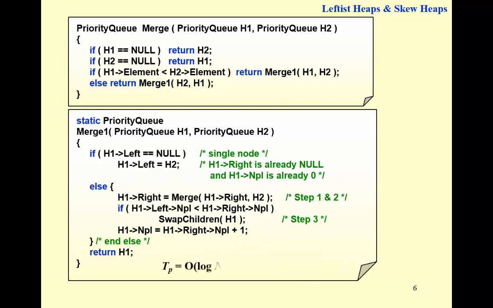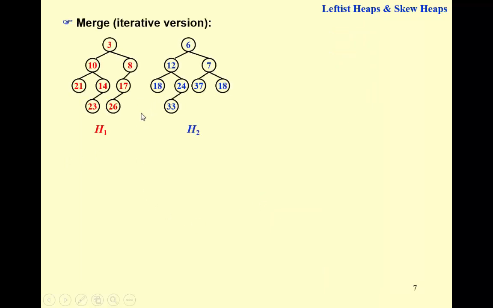Okay. And the time complexity is guaranteed to be log n, but it's not so clear if we consider this recursive version. It will be clear if we consider the iterative version. The iterative version, which is actually equivalent to the recursive version, but it's easier for human beings to understand, goes this way. Say, given two heaps.